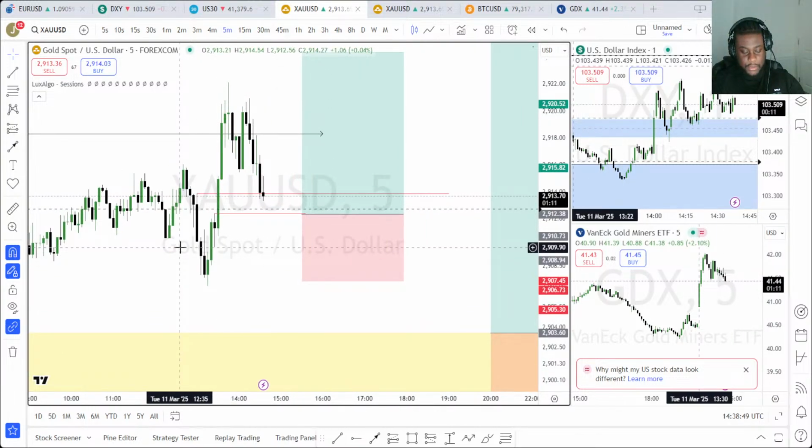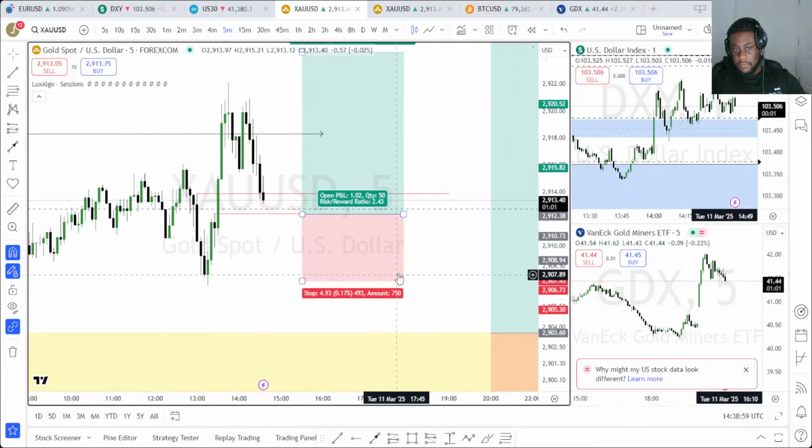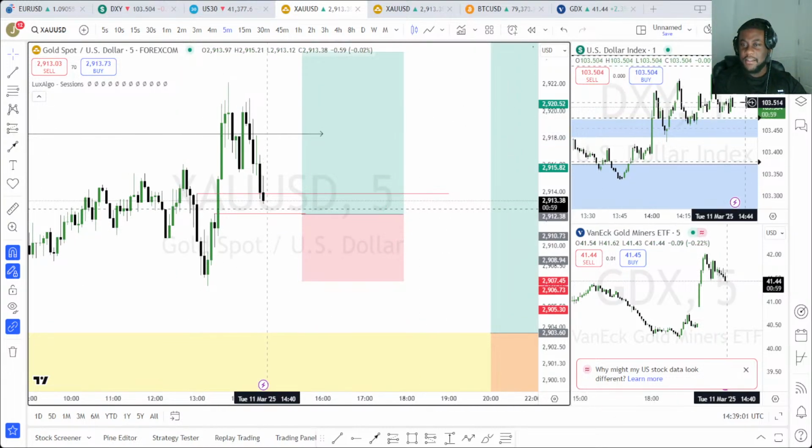Okay, GDX is still pushing down, guys. GDX is still down. Dollar's kind of just not really sure what it wants to do right now. We're on a little bit of a range here for the DXY.